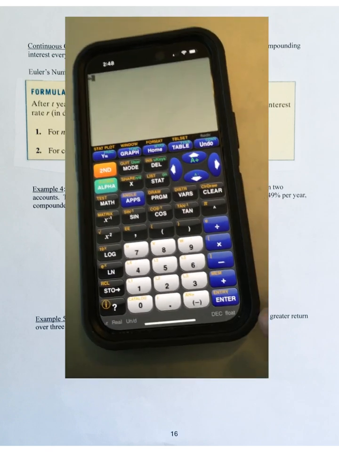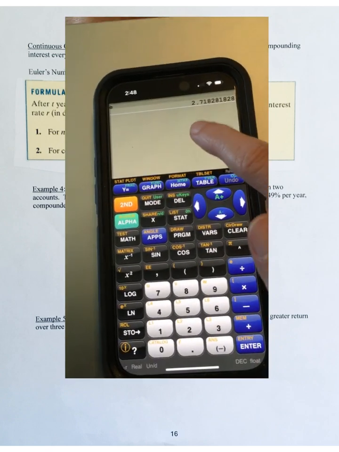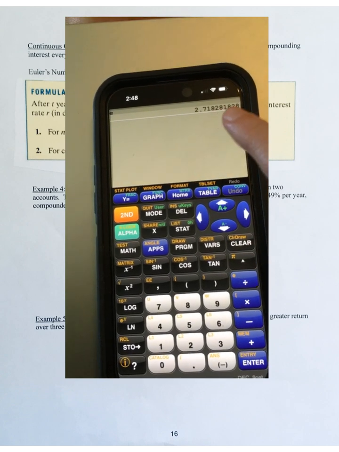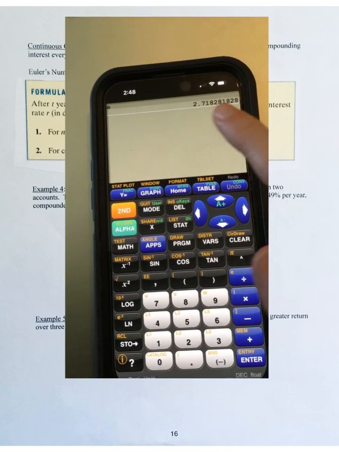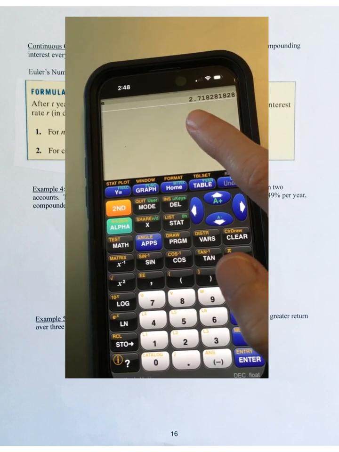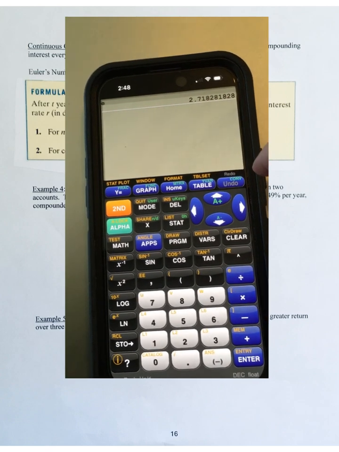option 1. And by the way, if I hit enter, you can see what I mean by it's a very long decimal irrational number. It's about 2.72 if you're going to round that.